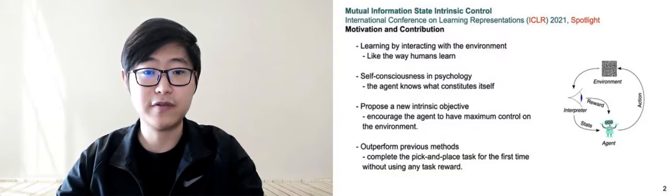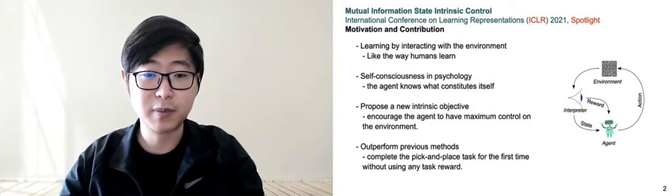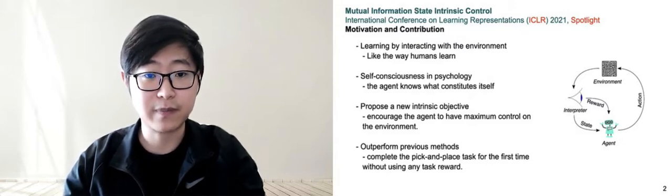This work is about reinforcement learning. Reinforcement learning is about learning by interacting with the environment. This learning paradigm is very similar to how humans learn. For example, a baby can learn to play with toys or eat food by interacting with the environment.